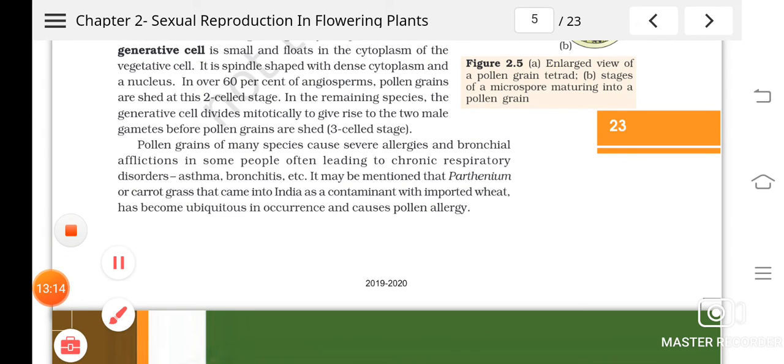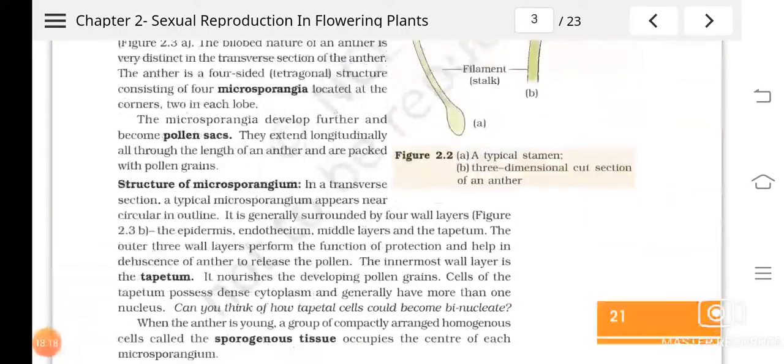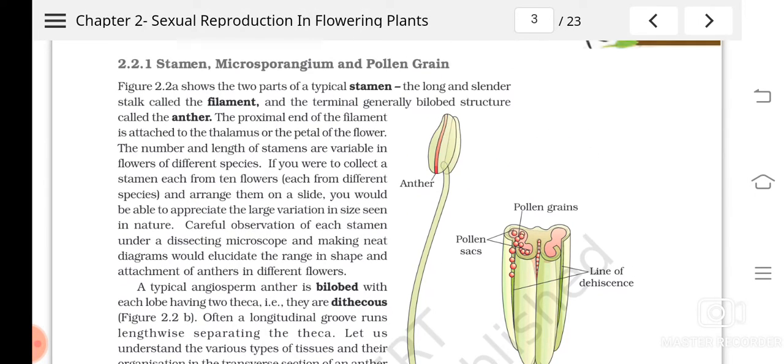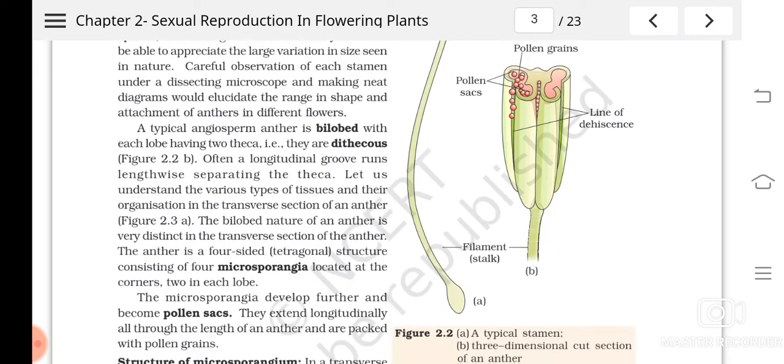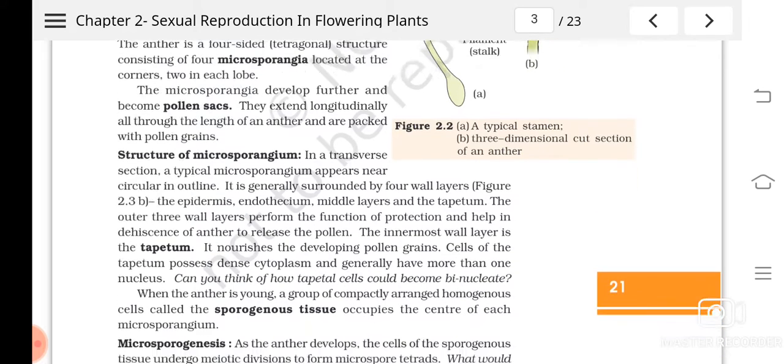So what I told is, the structure of stamen consists of what? If you see the stamen, it has a filament and an anther. Anther is bilobed. Two lobes are there, and in each lobe there will be two theca. Two theca will be there, and in this you can see 4 microsporangia.